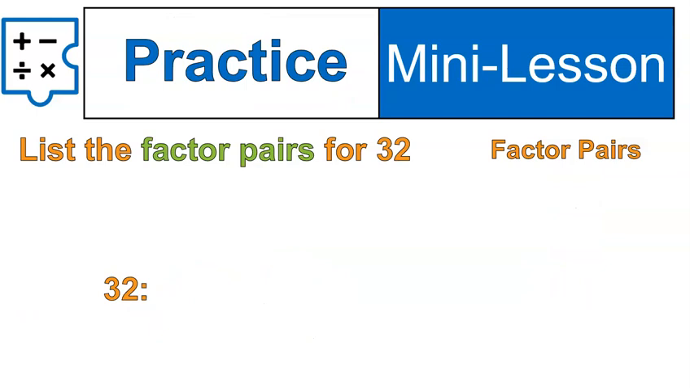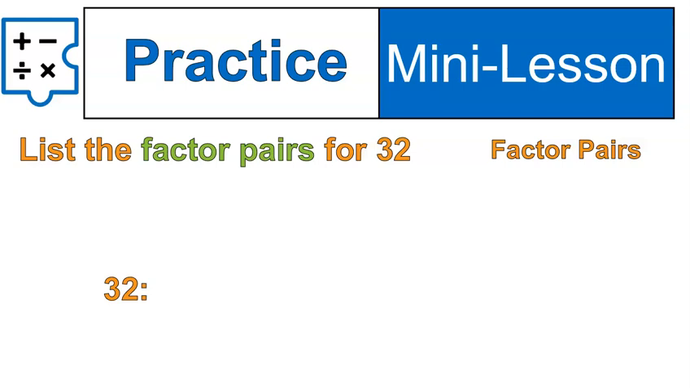Let's practice now. I want you to list the factor pairs for the number 32. You can use the rainbow, you can ignore the rainbow. You can just list out the factor pairs, or you can list them out in a line like I did. But go ahead and take what you've learned, list the factors of 32, and then I'll come back and show you how I would list the factors of 32.